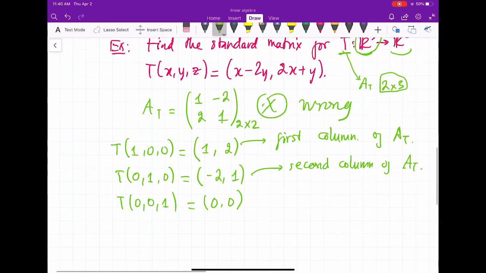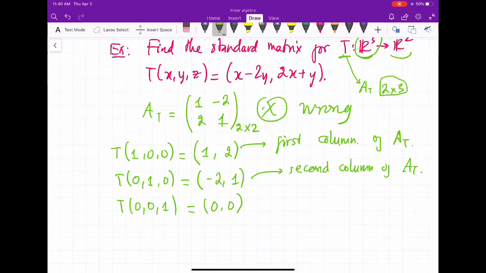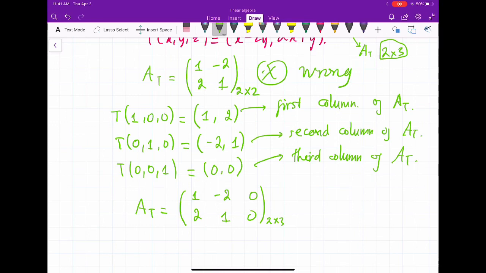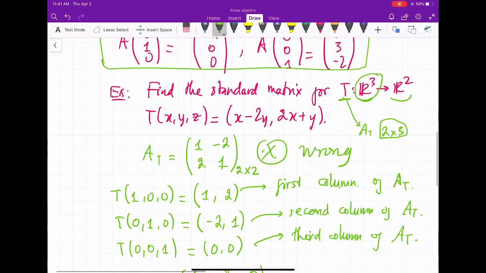I still have one more, T(0, 0, 1), which is just (0, 0), because we don't have z in the formula of T, right? x and y are 0. So this is the third column of A_T. From this, I get A_T equal to [1, -2, 0; 2, 1, 0]. So we have a 2 by 3 matrix. And actually in this situation, A_T is the representation of T with respect to the standard basis, or we say that it is the standard matrix of this linear transformation. Okay?